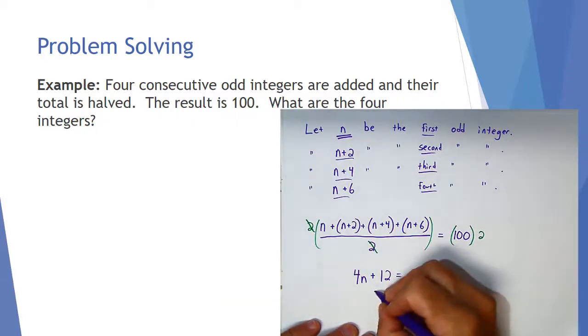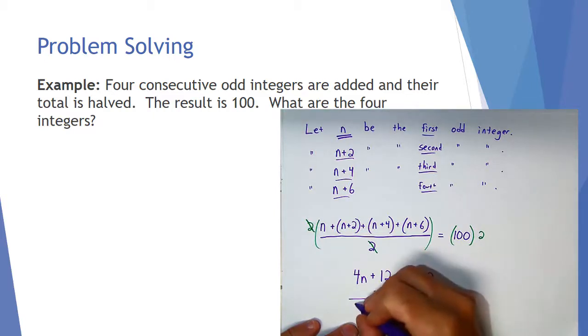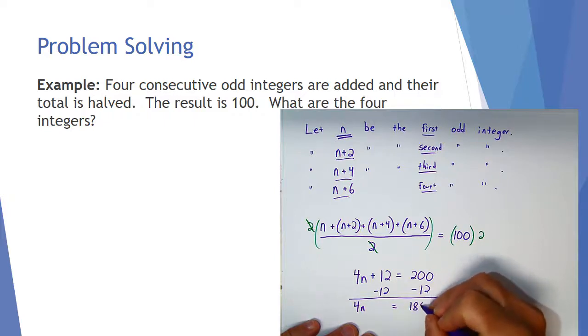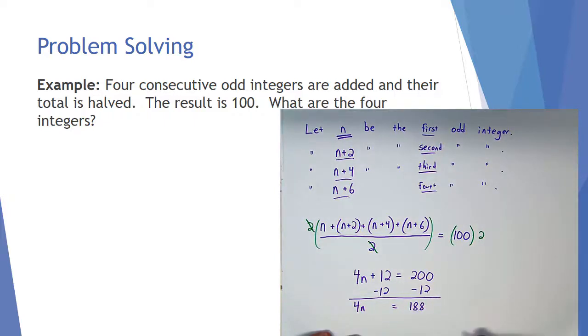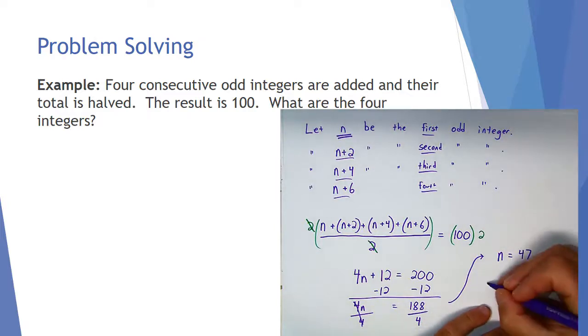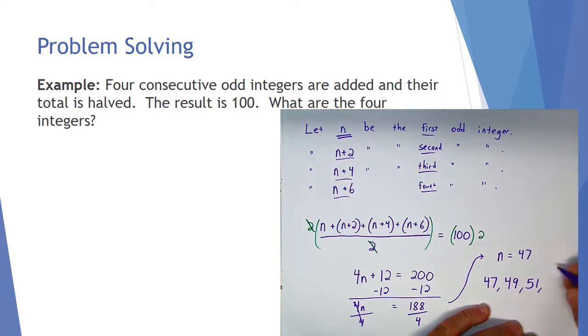And we can solve that pretty quickly. We'll subtract 12 from both sides. And if we do that, we end up with 4n is equal to 188. And if we divide both sides by 4, we get 47. Now remember, that was the first in our sequence. So the first number in our sequence is 47. The next consecutive odd would be 49. After that, 51. And after that one, we'd have 53.